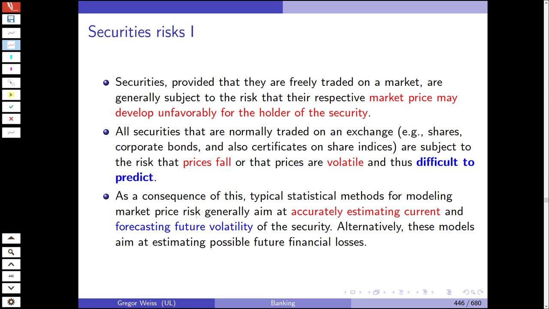What we can then do is we typically use statistical methods for modeling market price risk, accurately estimating current and future volatility, and then using these statistical models, assessing potential financial future losses.